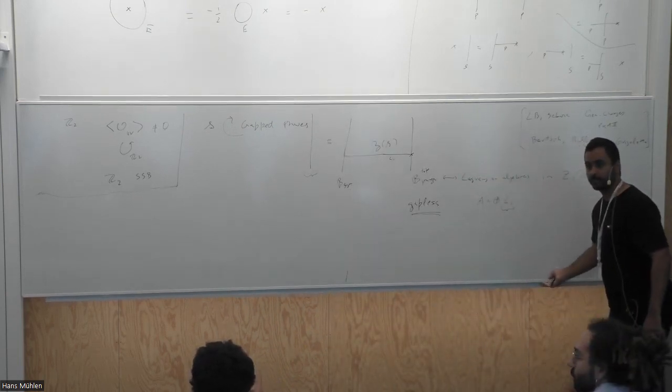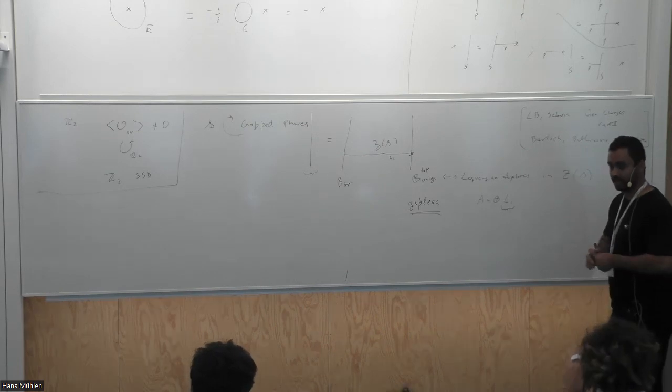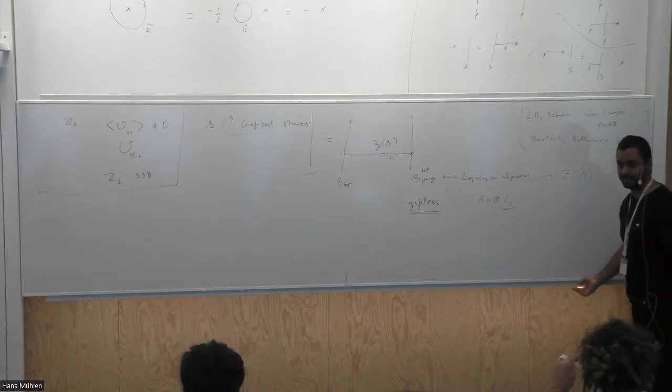In practice, you look at the objects which have spin 1 or above. Yeah, in the group-like case, that's the criterion.